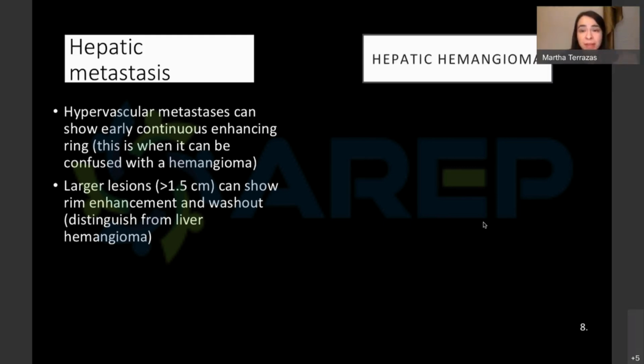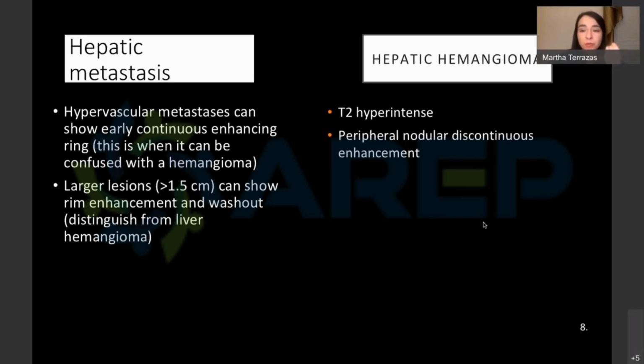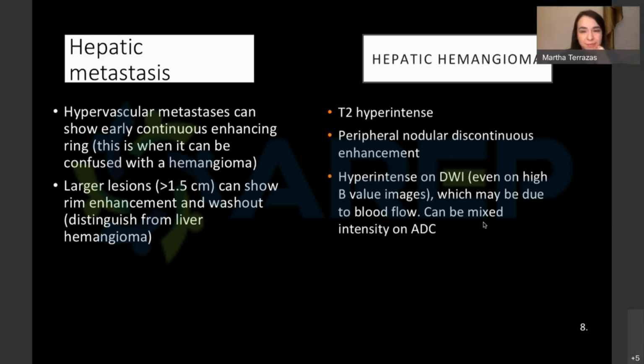What do we talk about with hepatic hemangioma? We want those very T2 hyperintense, and we want peripheral nodular discontinuous enhancement. And yes, you can see hemangiomas sometimes be hyperintense on DWI, even on our high B value images or B800s. And this just may be due to blood flow, and they can have mixed intensity on ADC. So sometimes the DWI can lead you astray, like in this case where you're saying, oh, there's not a lot of restricted diffusion, probably not a met. It's really what does it look like on the enhancement and your T2.